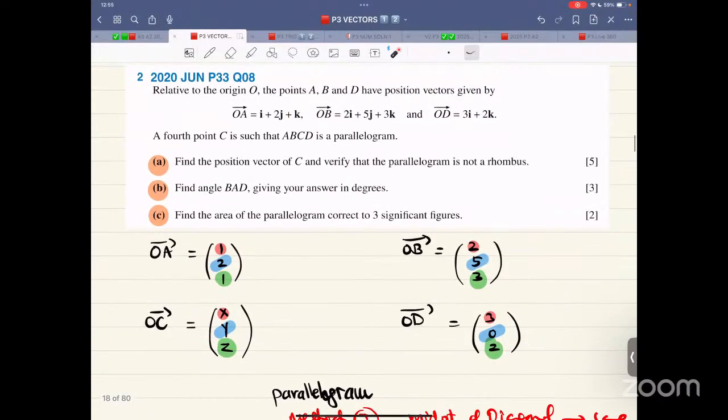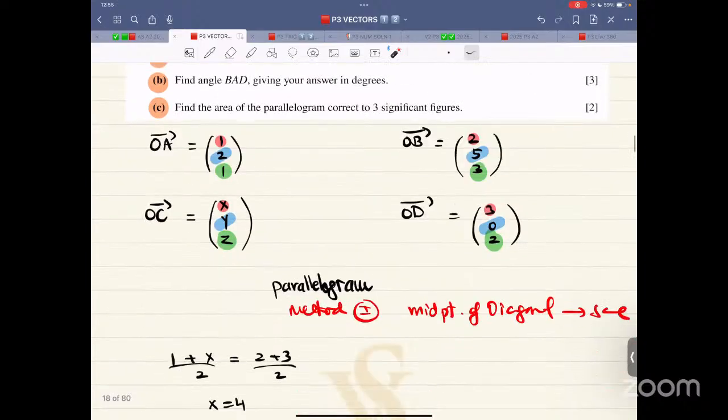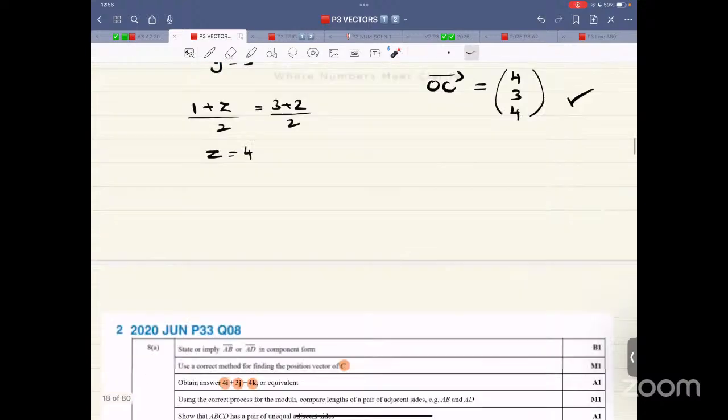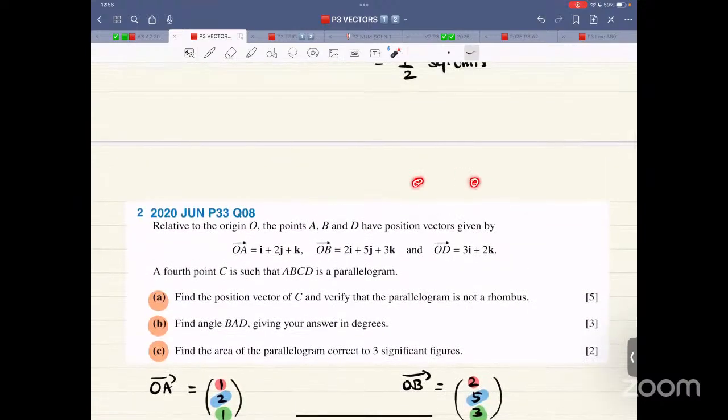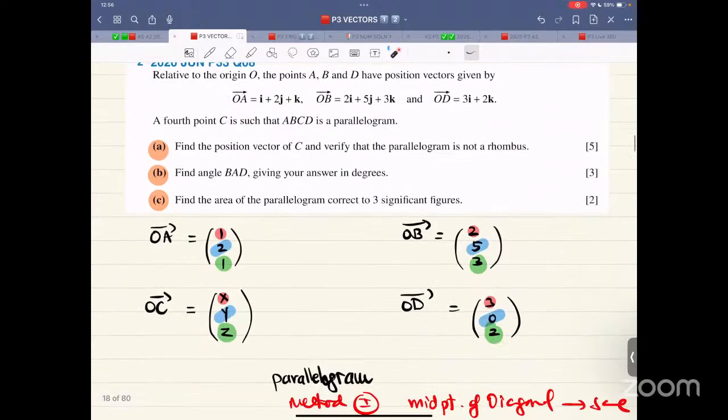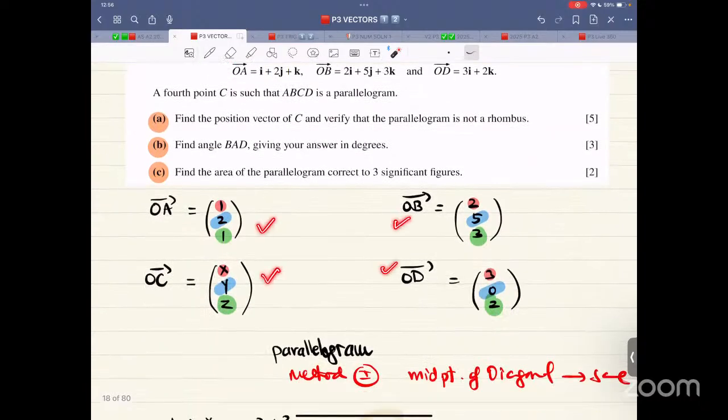Something like OA is given, OB is given, OD is given, ABCD is a parallelogram. So it has to be in a proper order, A, B, C, and D. So this is OA, OC, OB, OD. OC is written as XYZ.